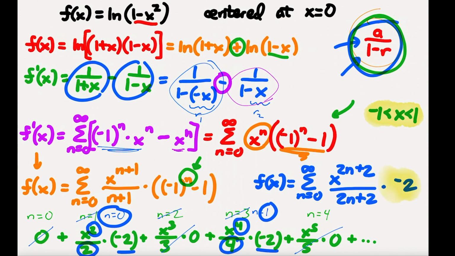But again, the orange answer works just as well as the blue. It really depends on what your teacher is looking for. But you end up with a series for f of x that's represented by that on the interval of convergence of -1 to 1. So that's another example of representing functions as a power series.